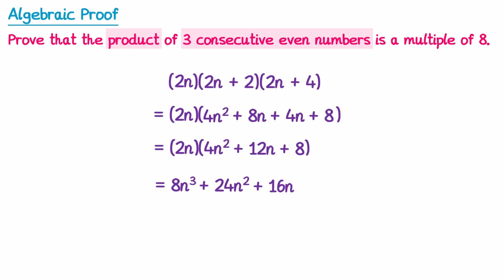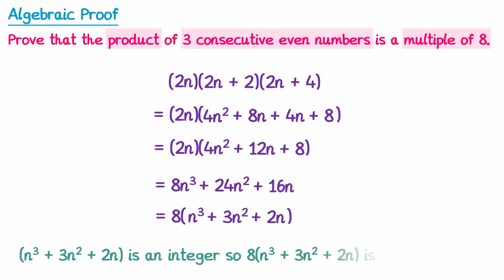So for this one, we've been asked to show it's a multiple of 8, so we need to factorise out 8. And we can. It's 8 lots of n cubed plus 3n squared plus 2n. We can finish this one by writing that n cubed plus 3n squared plus 2n is an integer, so 8 lots of that is a multiple of 8.